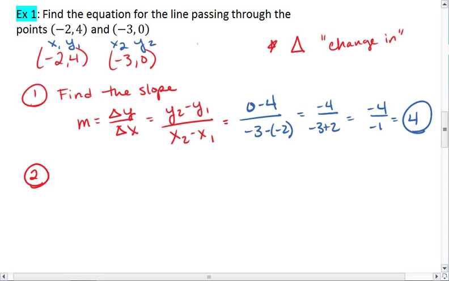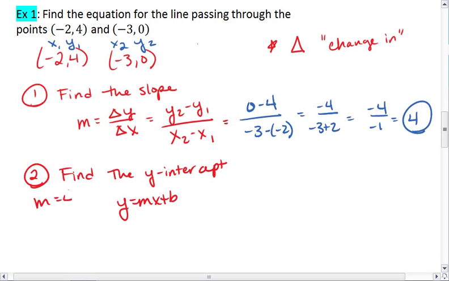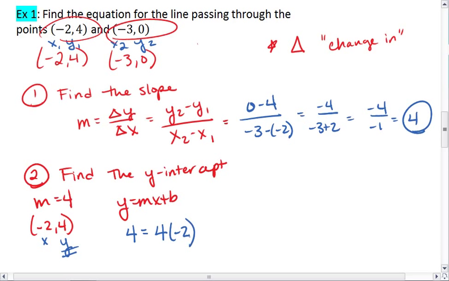In step 2, we want to find the y-intercept. To do this, we use the general form of the equation y equals mx plus b. We already know that m is 4, and we can pick one of these two ordered pairs. I'm going to pick -2, 4, and we can plug those in for x and y. If we plug in these values, we get 4, because that's our y value, equals 4, which is the slope, times -2, which is our x value, plus b.